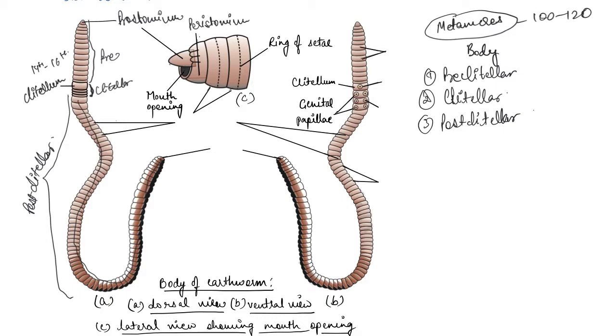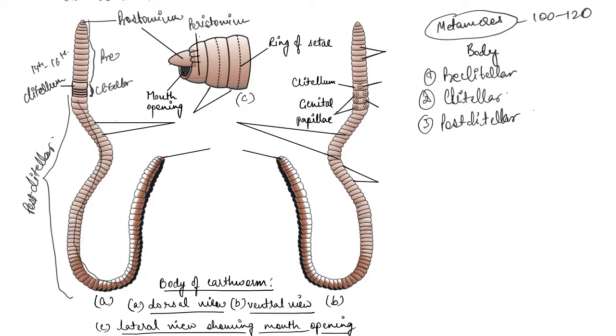Now they have four pairs. Remember, they have four pairs of spermathecal apertures, which store spermatozoa or sperms. They are located ventrolaterally. These are situated on the ventrolateral sides of the intersegmental grooves. So basically, in the fifth to ninth segments, you have spermatheca.